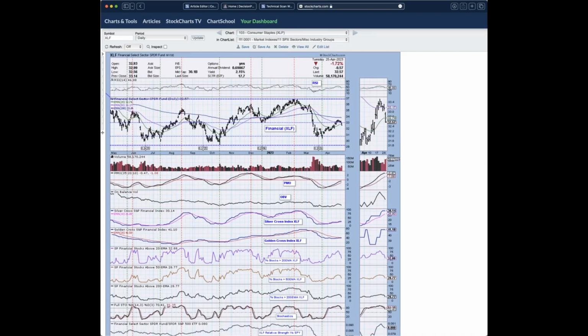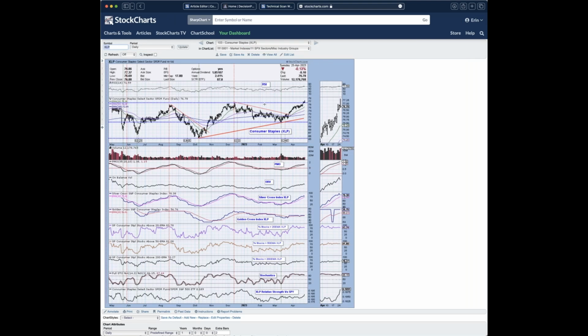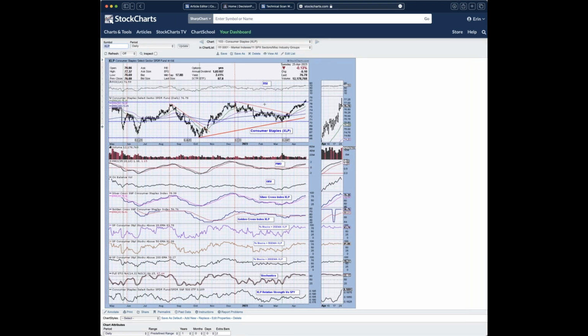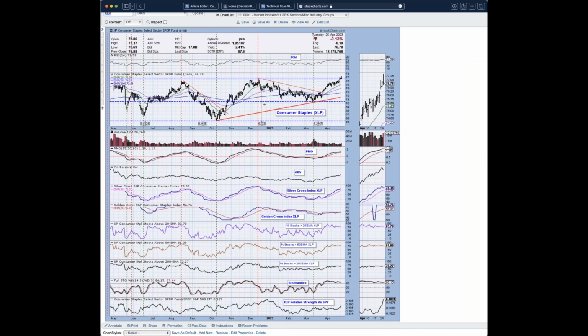Now we'll look at consumer staples. And then I promised to look at, let's see, I've got a few more minutes. We'll look at those industry groups, and then I'll show you how you can drill down a little bit on stock charts and you can find those stocks really easily. All right, so consumer staples, a nice breakout.